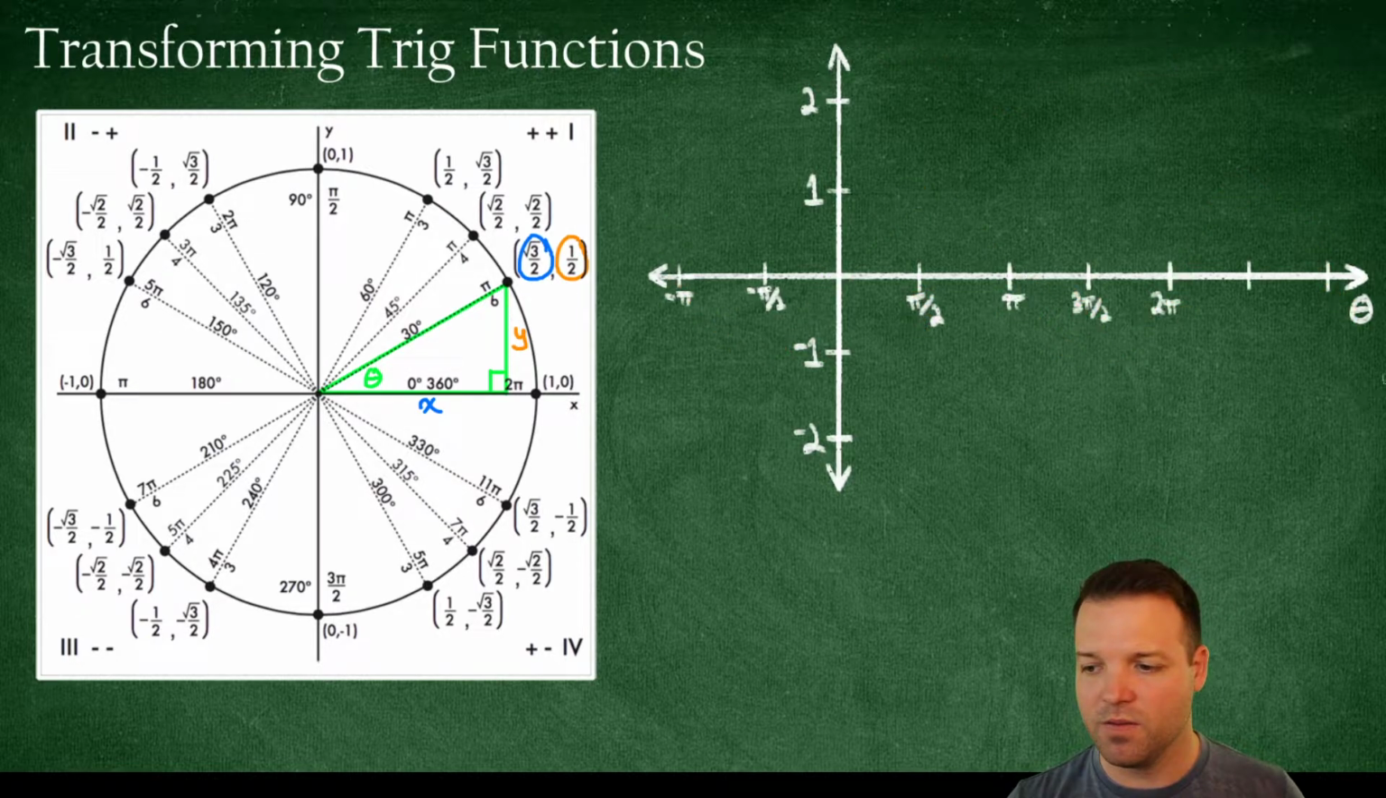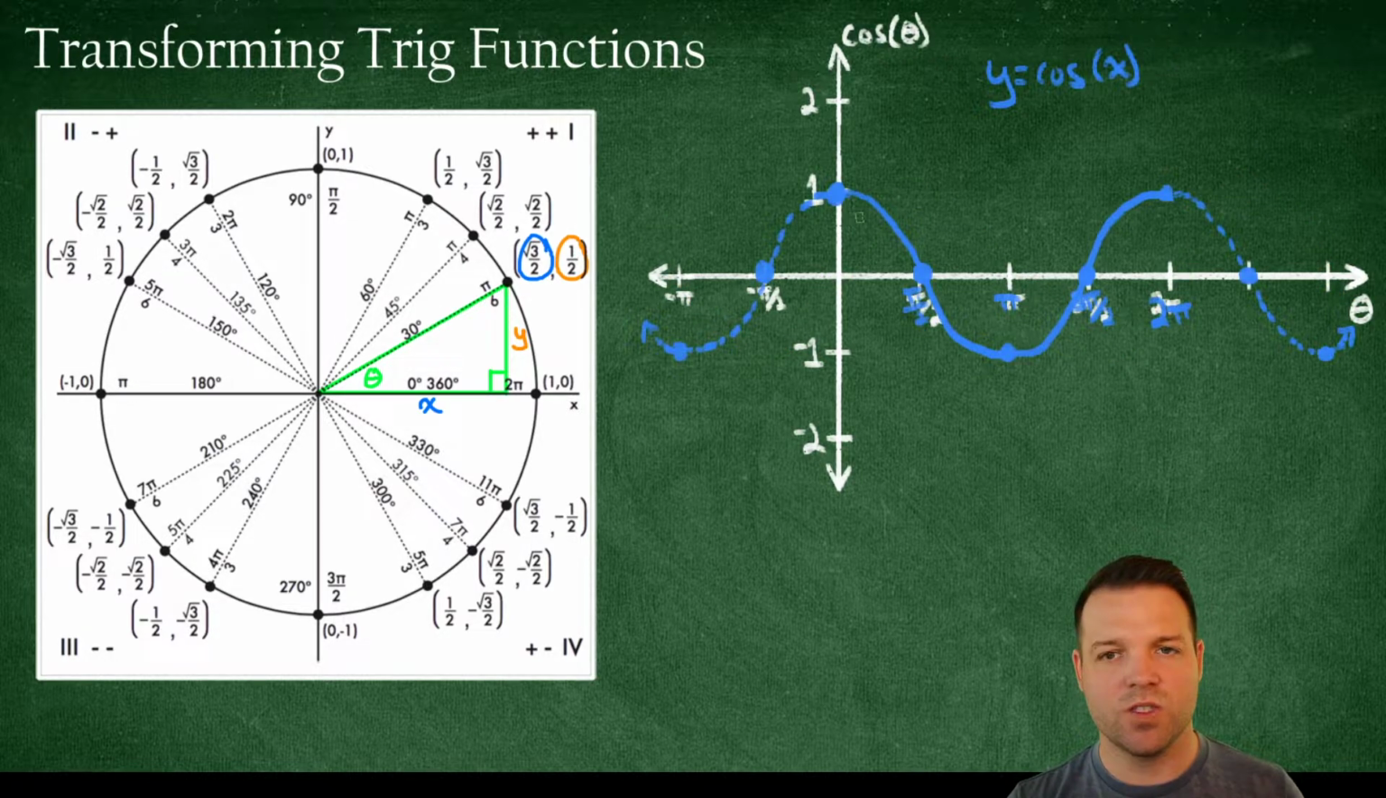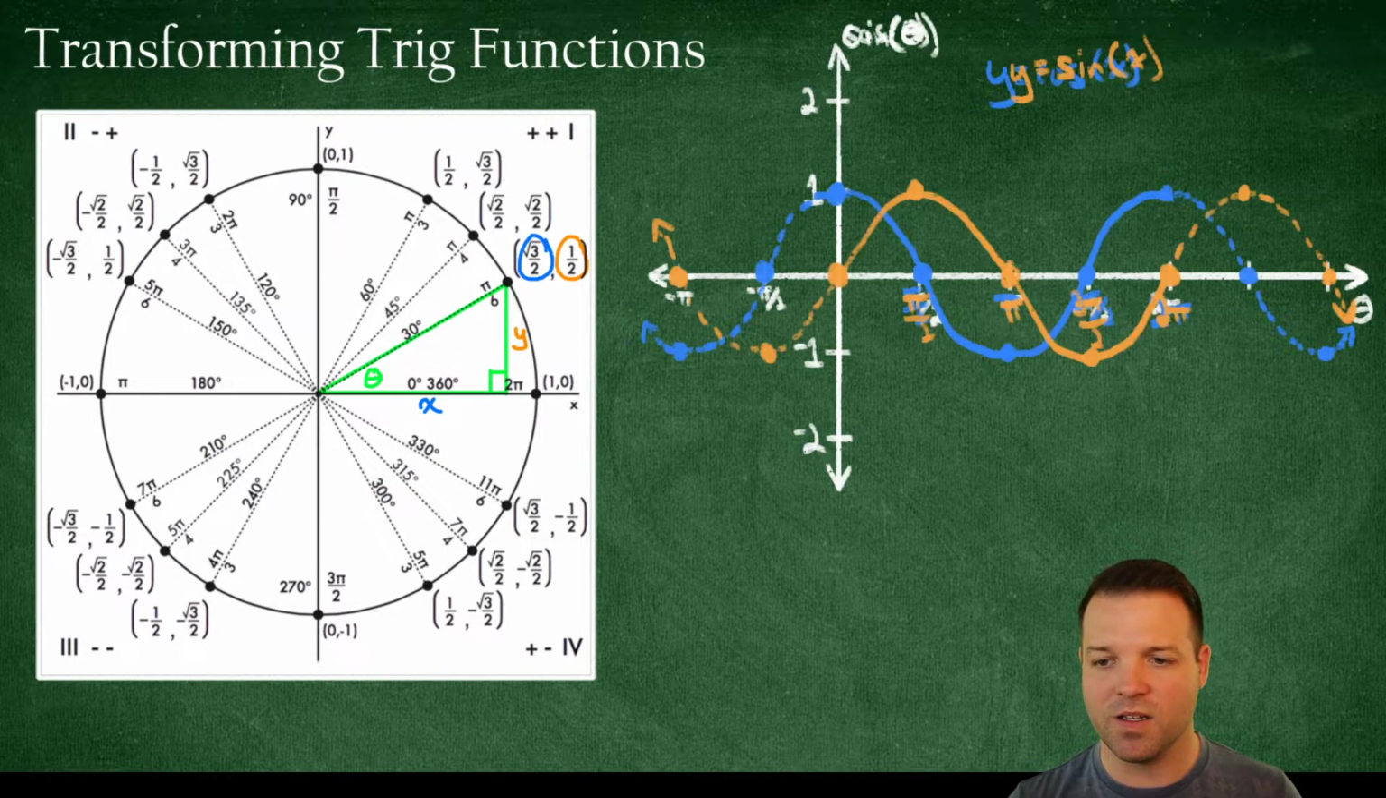The cosine looked like this, which is actually extremely similar to the sine. In fact, let me overlay the sine on this real quick, and you can actually see that these are the same exact graph. They're just shifted over from each other. In fact, they're pi over 2, or 90 degrees apart.